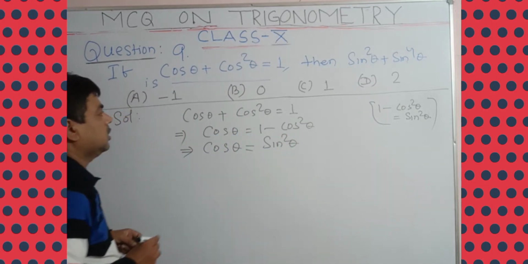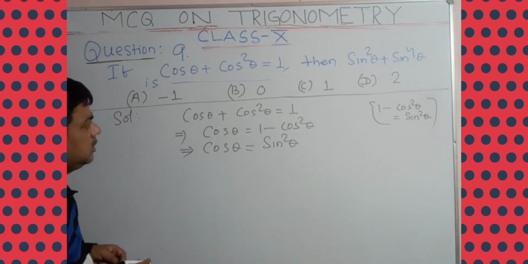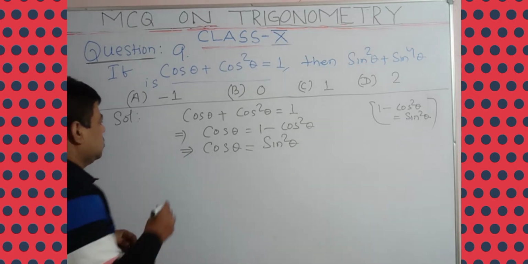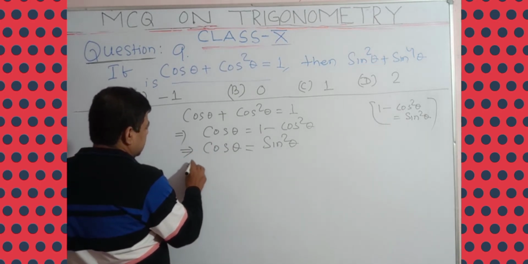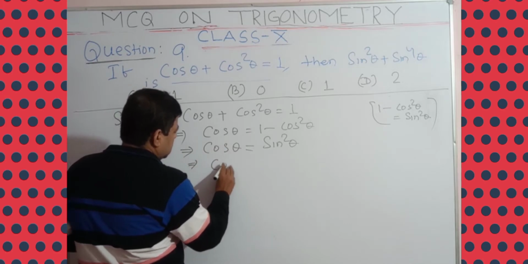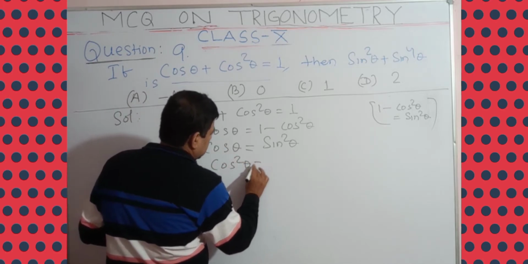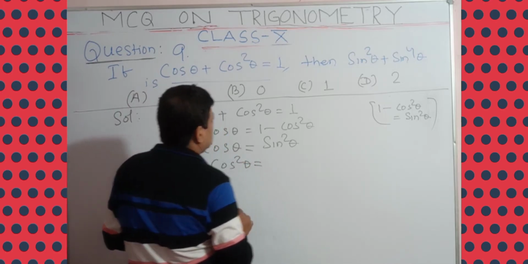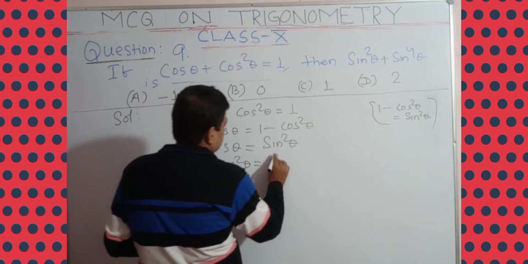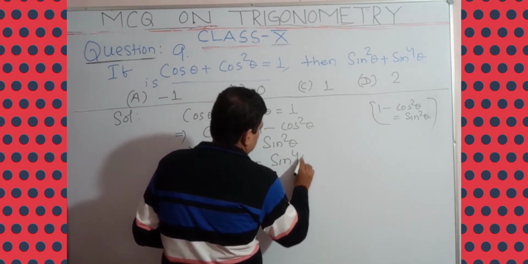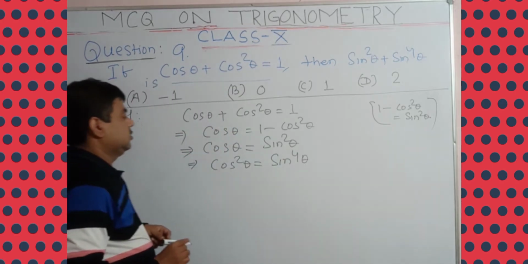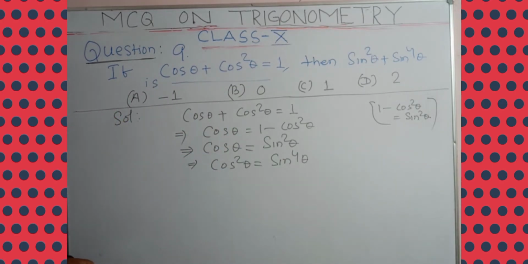Understand? Okay. Is it clear? Okay. So if you're squaring on both sides again, cos theta whole square is cos square theta, and it will be sin to the power 4 theta.